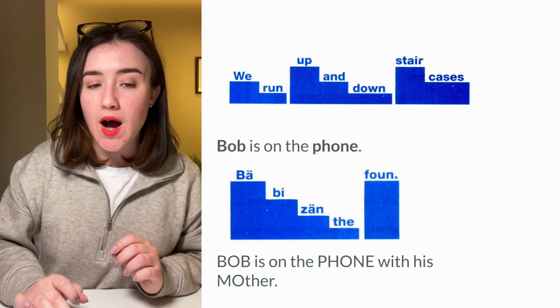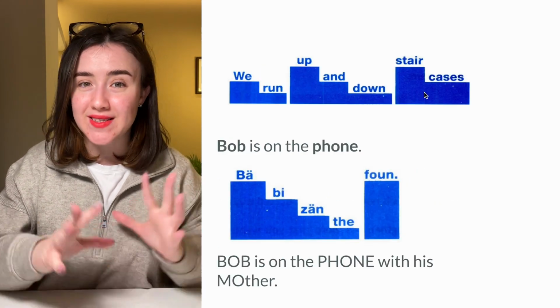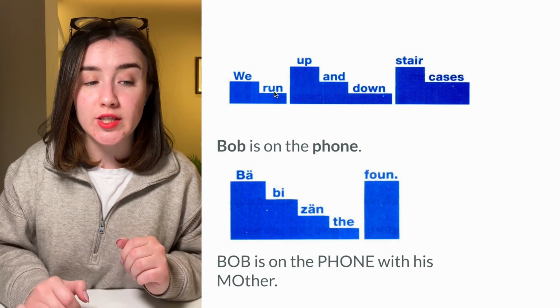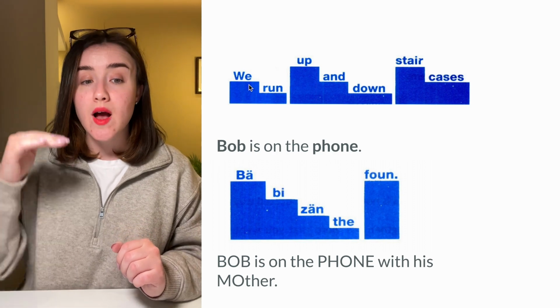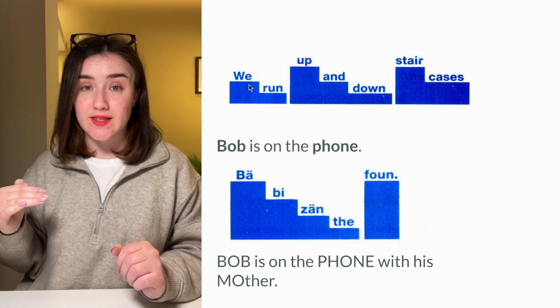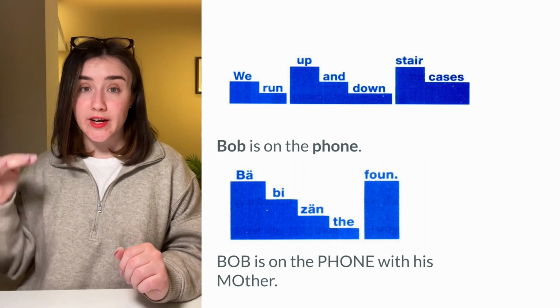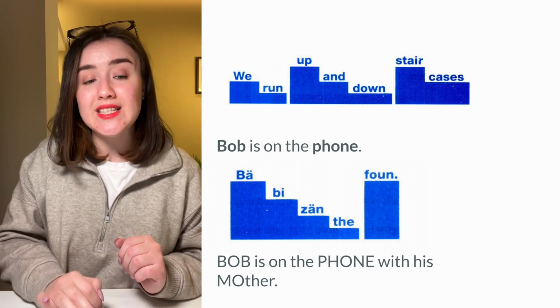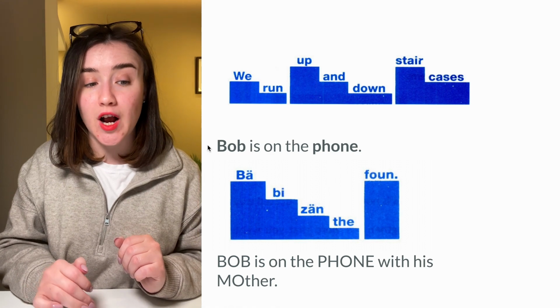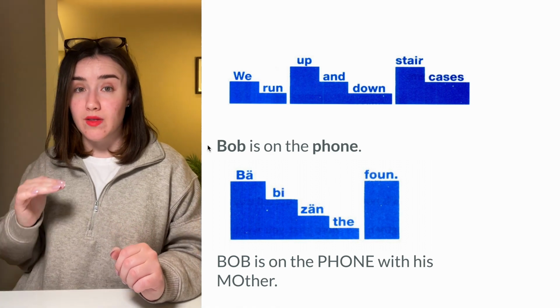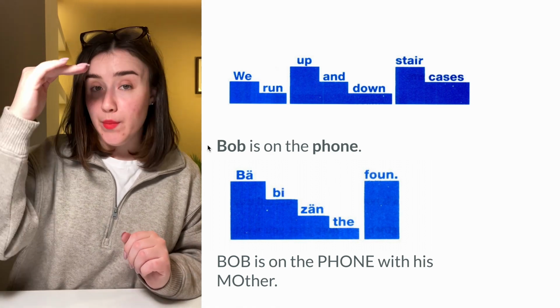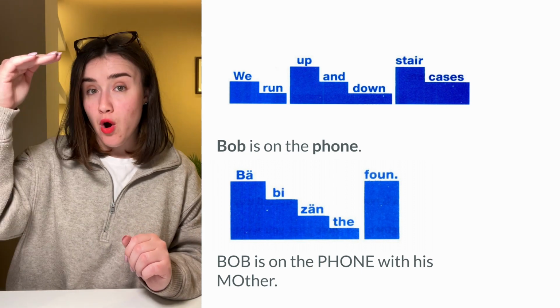So this is what it looks like. Okay, this is a picture that shows you what it looks like. So we run up and down staircases. And let's talk about this sentence over here. Bob is on the phone.